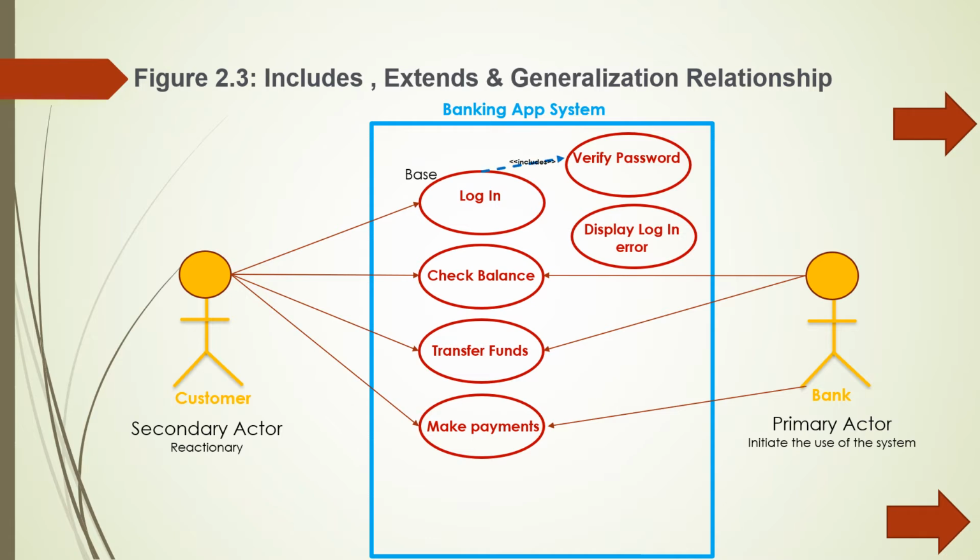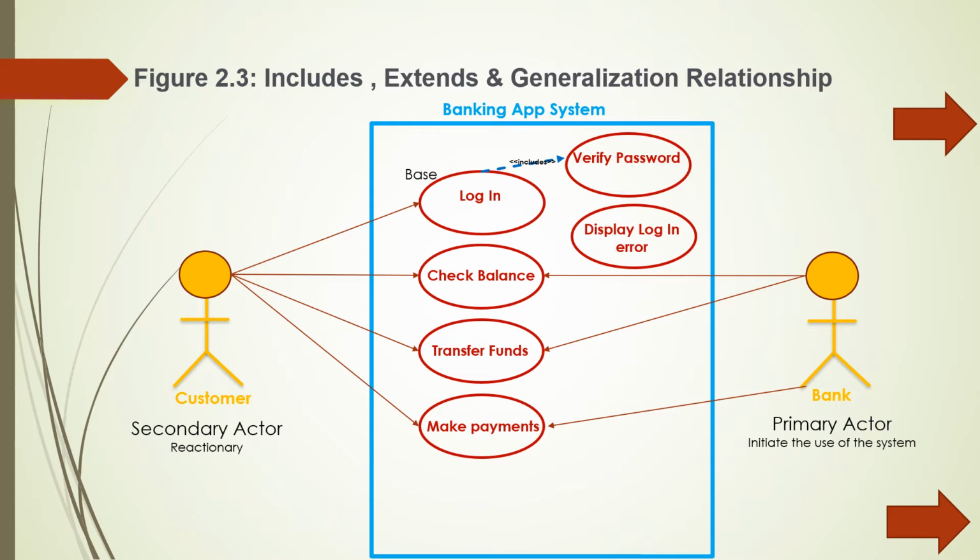Every time the customer logs in to a banking app, the system will automatically verify the password. This login use case won't be complete unless the verify password is complete. So we need to draw a dashed line with an arrow pointing towards the include use case and write the include.